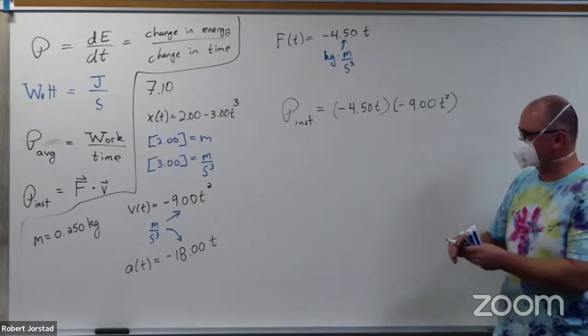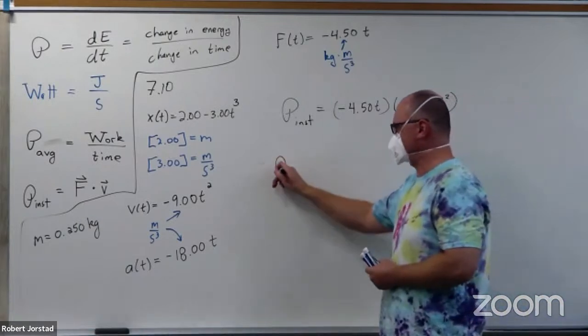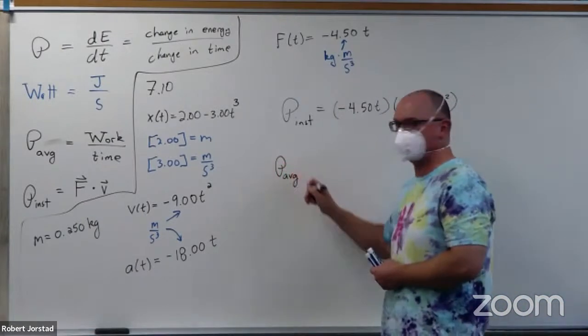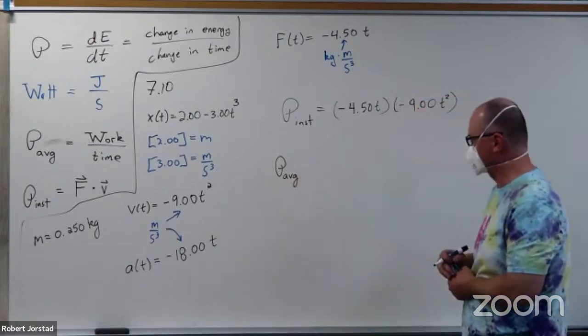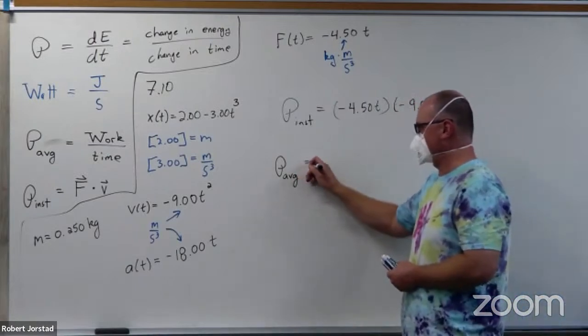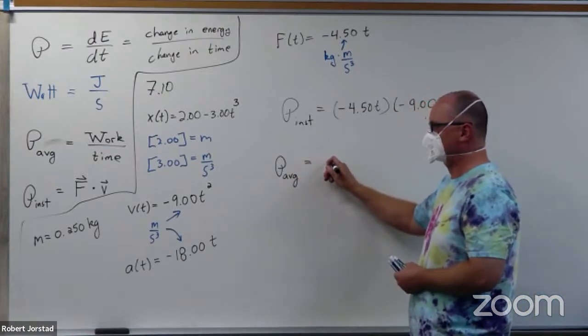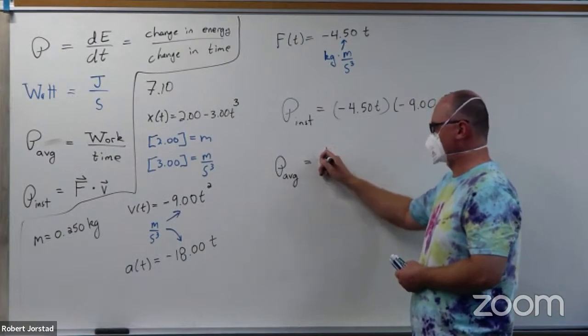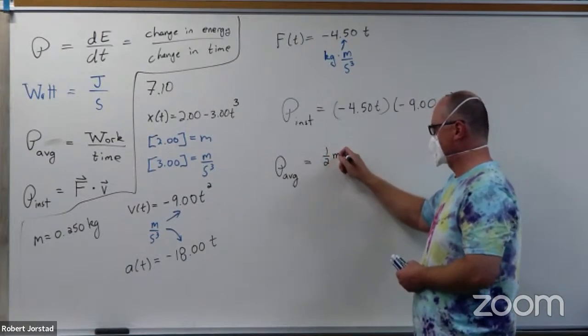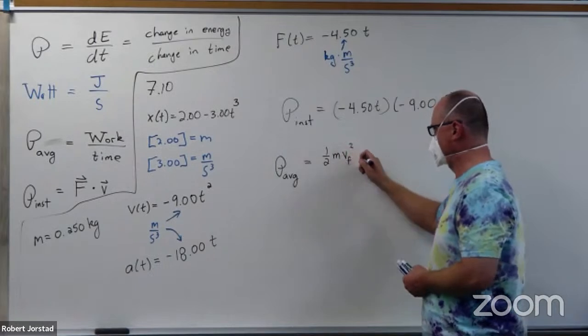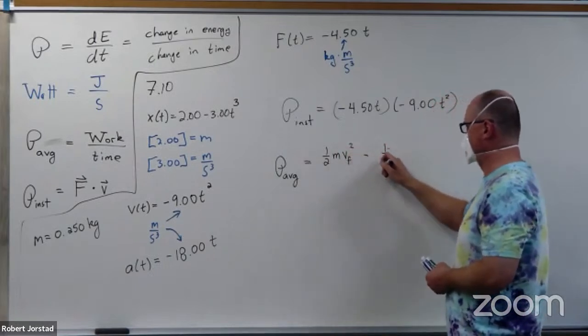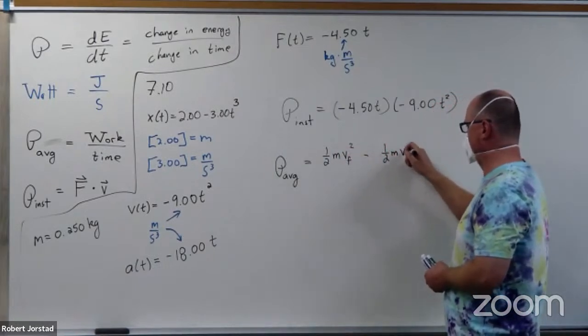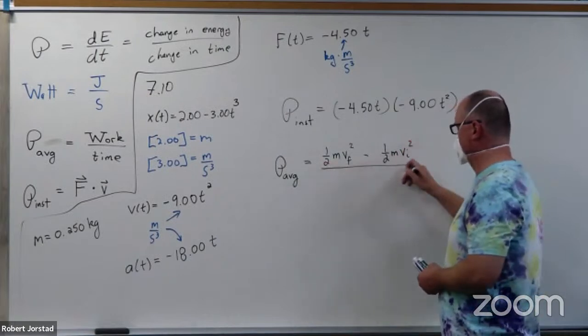Or if we wanted to get the power on average, just watch the subtle difference, and I swear this is the last thing I'm going to do to you today. We're going to get out on time. Power average is, well, I could do 1/2 m v final squared minus 1/2 m v initial squared divided by the time.